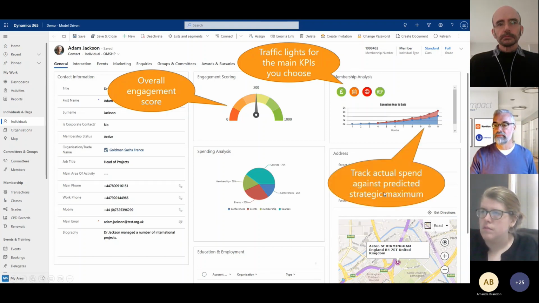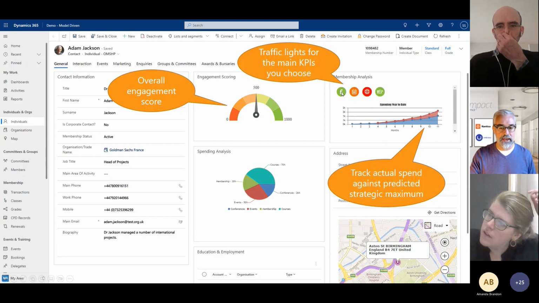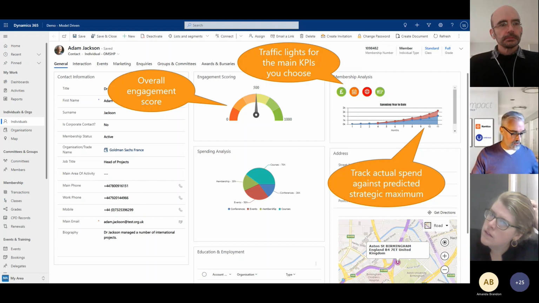You've also got spend tracking. So you can see he's not spending as much as he should do, but you know that he's spending what you'd expect him to do, and you've got the spend analysis here. So you can do lots of different analysis and cutting of that data as you wish.